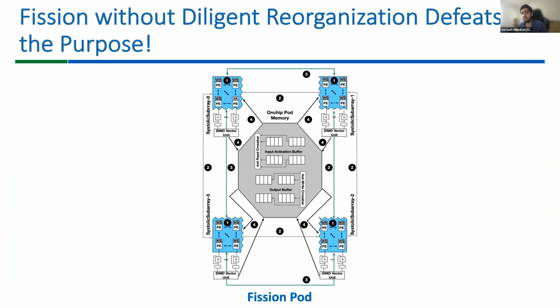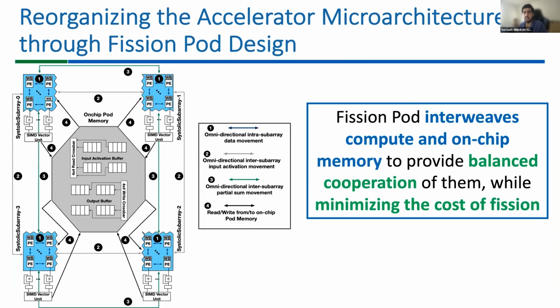So to strike the right balance between the flexibility and the overhead of the design, we propose a microarchitectural block called Fission Pod as the heart of the Planaria accelerator. Fission Pod interweaves the compute and on-chip memory to provide a balanced cooperation of them while minimizing the cost of fission. In this unit, a group of P subarrays are co-located and a partition memory substrate is shared amongst them. Now, let's see how the architecture of this unit provides the aforementioned objectives while also considering the constraints.